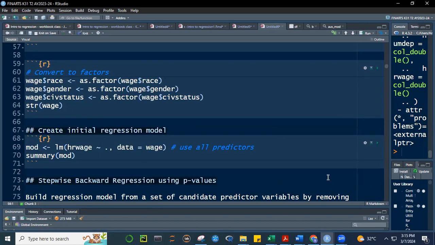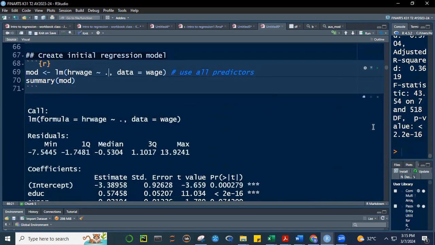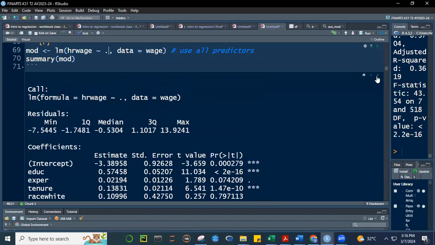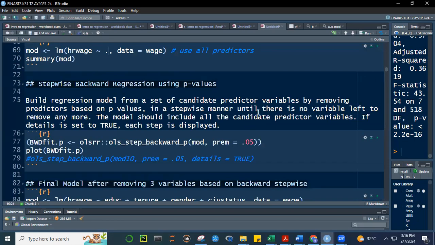All right, then to run the regression, we created this object mod, and we're running a linear model on hourly wage regressed on all the parameters. Data is equal to wage. Let's just get the summary. And here we see that there are some insignificant predictors, and we said that we will do stepwise so that the insignificant predictors are removed one at a time.